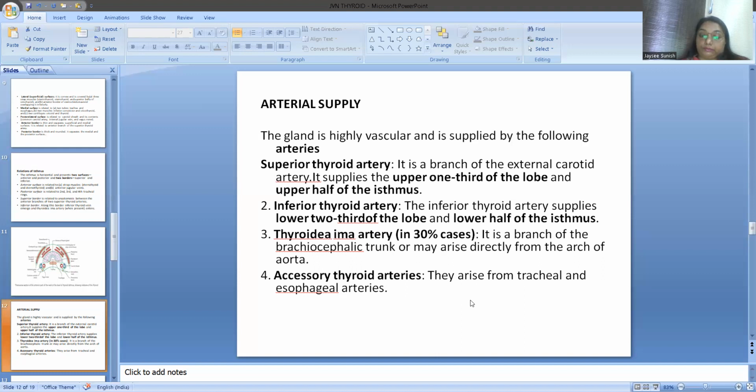Thyroidea ima artery. It is present in 30% of the cases, 30% of people. It is the branch of brachiocephalic trunk or may arise directly from the arch of the aorta. Accessory thyroid arteries arise from the tracheal and esophageal arteries.